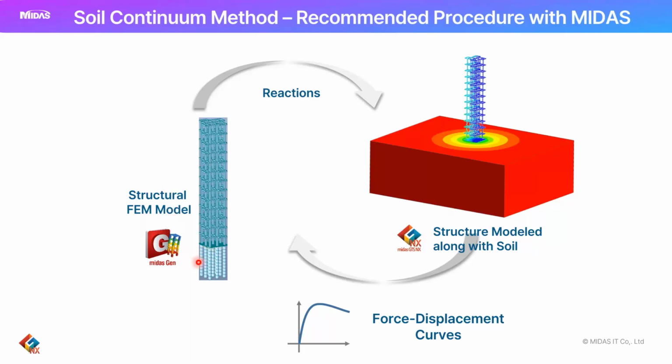And now the structural team can use it as new springs for the substructure. Because of these new springs, the force in the superstructure will now change. So now the design optimization can be done using the force deformation curves. These force deformation curves can be of various nature. It can be simple linear, it can be non-linear, and hardening behavior can also be considered.